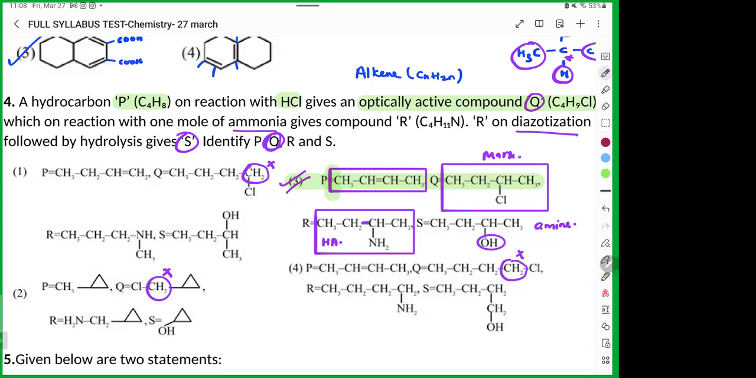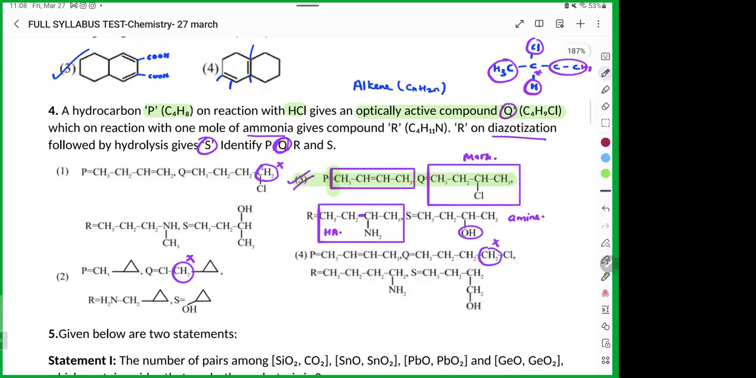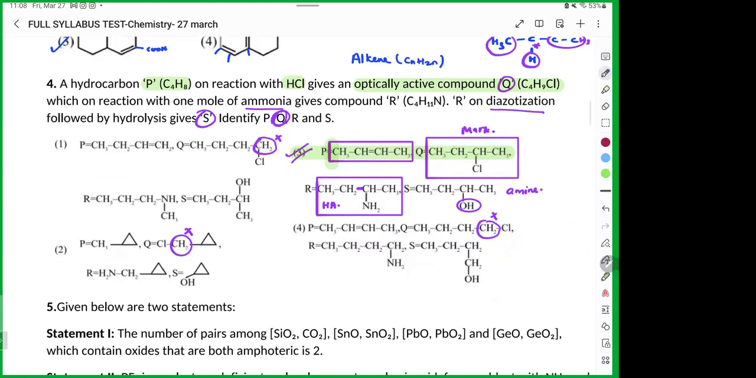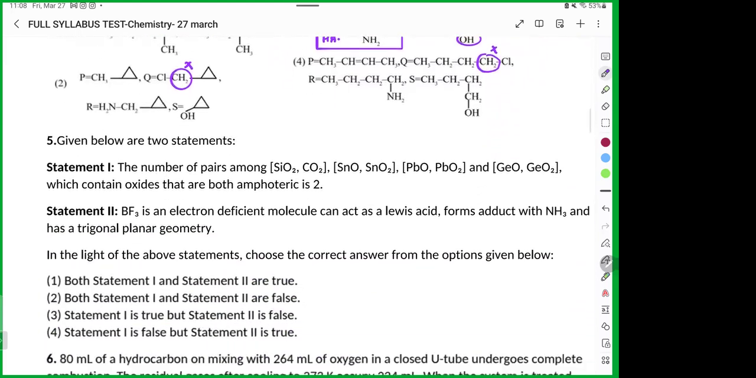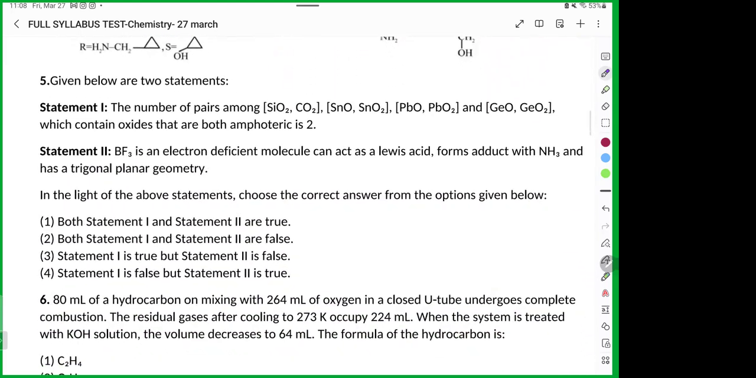Yes, tell. Tell me, guys, was this really difficult? Yes or no? Does anybody have a question? You can ask. If not, then we can move to the next question.